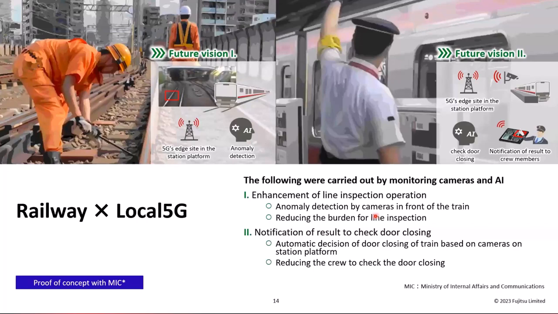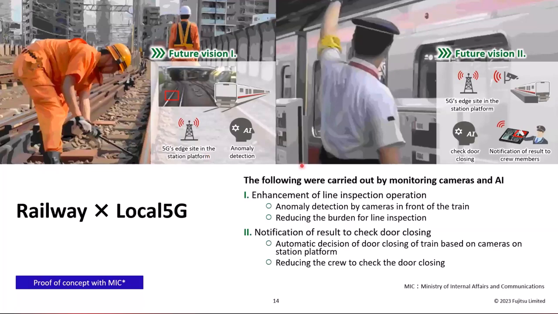First, I will explain the outline of demonstration using LoRa 5G in railway maintenance. There are two contents. The first is automation of railway line maintenance monitoring. In the past, the inspection operator had to work once a week to inspect the railway line. But in this demonstration, a high definition camera was installed in the driver's seat of the train. And when the train arrived at the station, the image was automatically transmitted via LoRa 5G installed on the station platform and sent to an AI server for timely inspection.